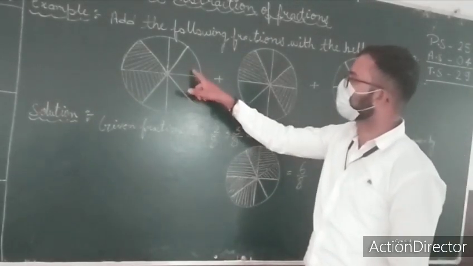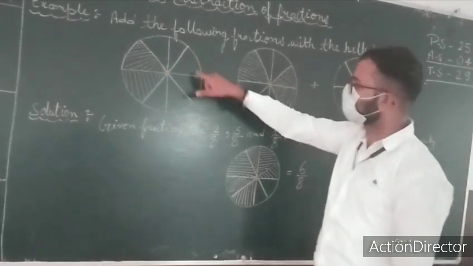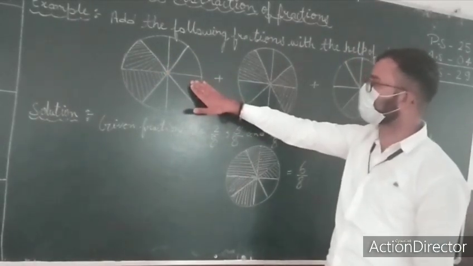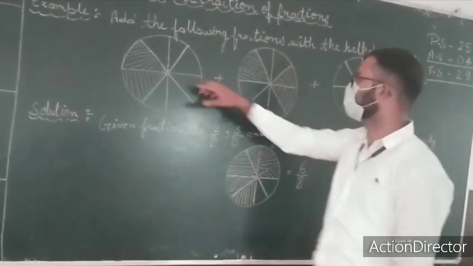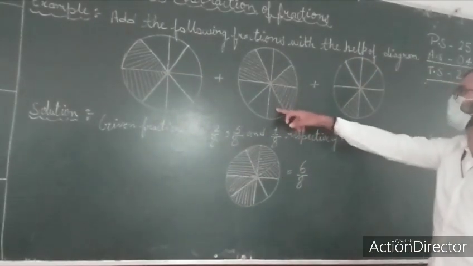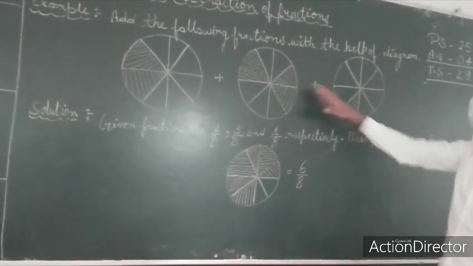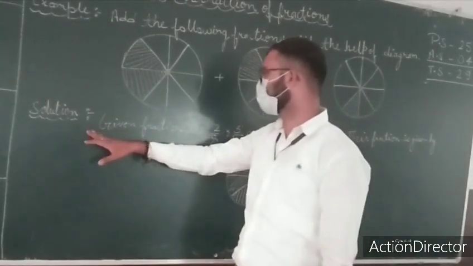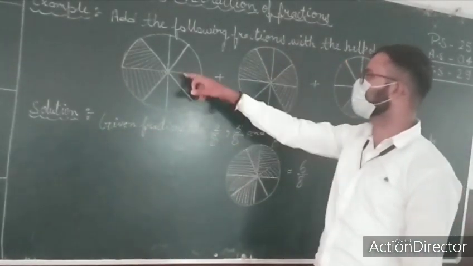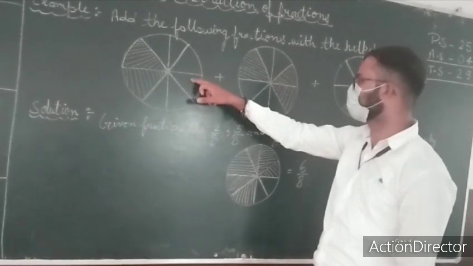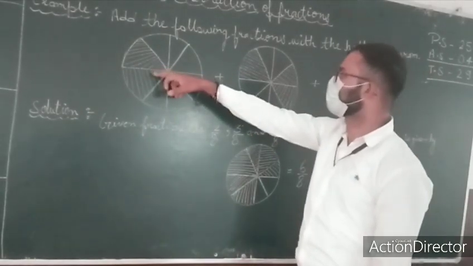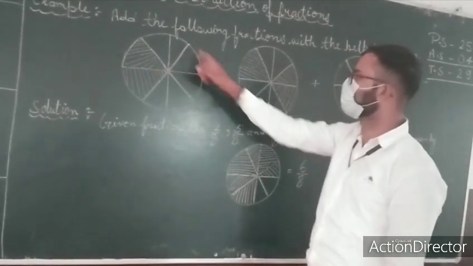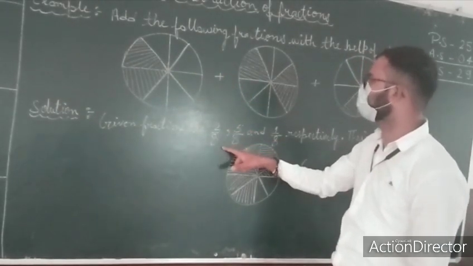The first one: the total parts of this circle are 8 and the shaded parts are 2. Similarly, in the second figure, 3 parts are shaded, and in the third figure only 1 part is shaded. Now, how do we solve this question? First we write the fraction of the first figure. The total number of shaded parts is 2 and total parts 8, so we write 2 upon 8.